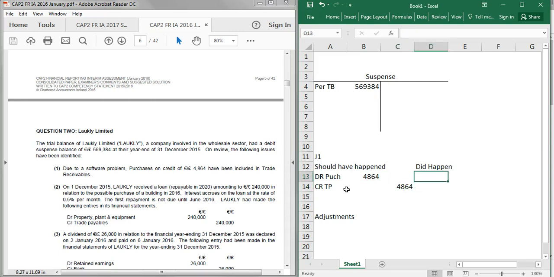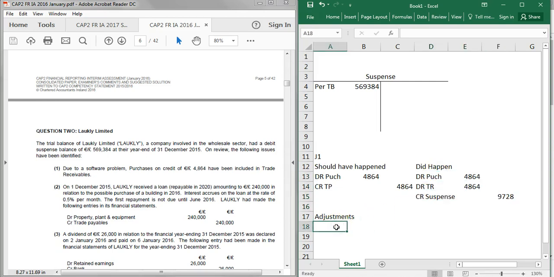What actually happened was, and some students got caught with this, they debited purchases 4864, but they included it in trade receivables, meaning they debited trade receivables 4864 as well. So clearly that wasn't going to balance, so they must have credited the suspense account, the balancing figure, so twice that amount, 9728. So we can see that was a tricky element. You had to assume there that it was included in the debit side of trade receivables. You could have assumed otherwise, and that would have been valid as well. But for now, we're assuming that that's the entry they've made.